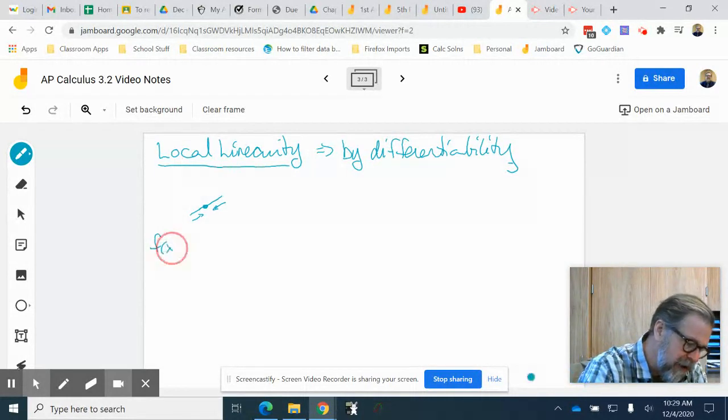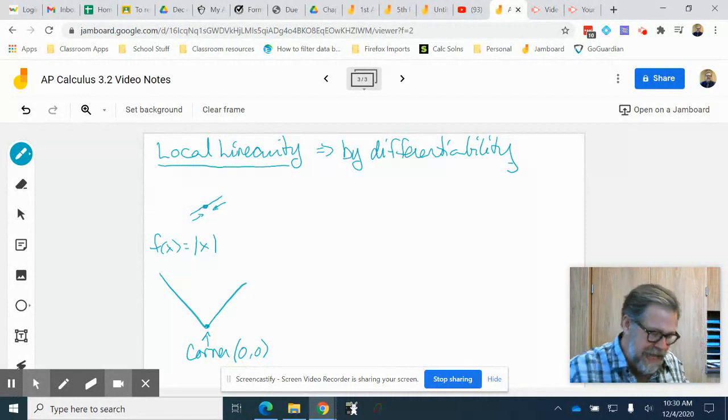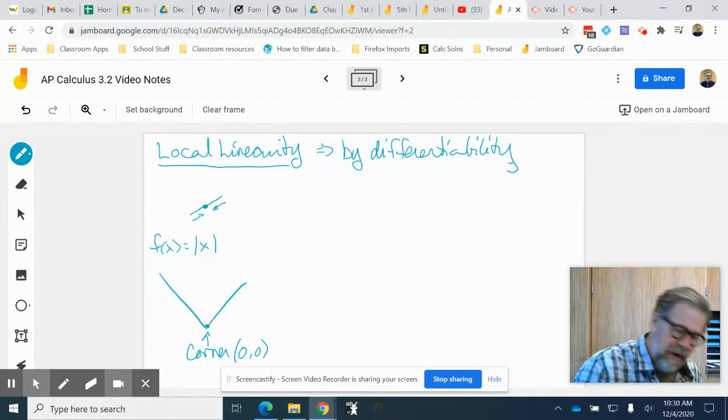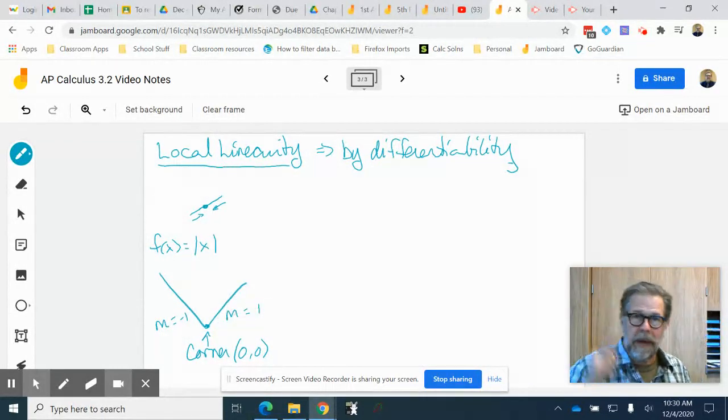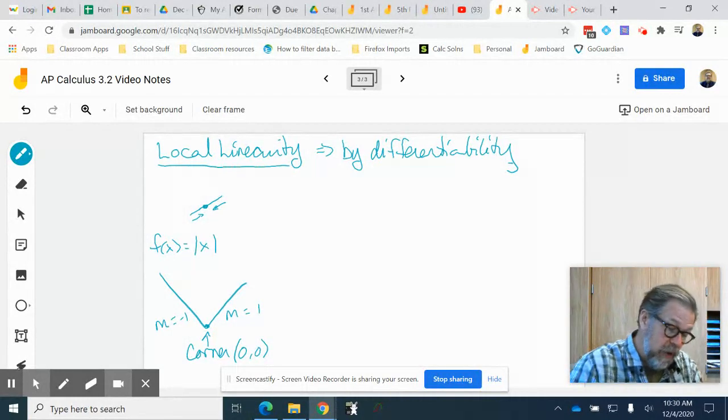First of all, f of x equals the absolute value of x. Non-differentiable. I got a corner right here. Okay, I've got a corner right here at (0, 0) for the parent function. And no matter how far I zoom in, the slope on this side will be -1. The slope on this side will be +1. No matter how far I zoom in, I have a corner.